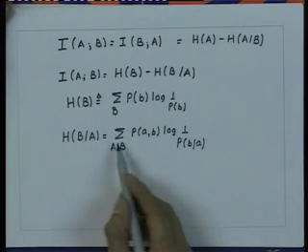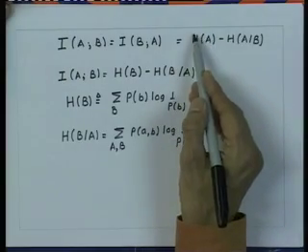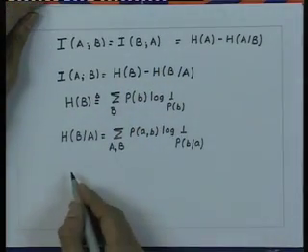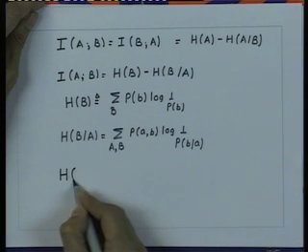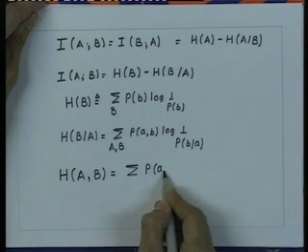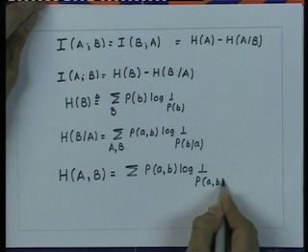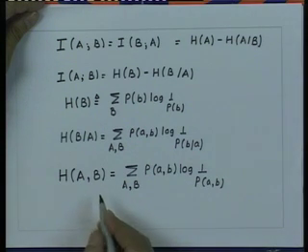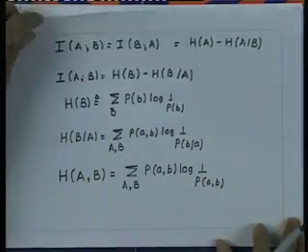Now, in addition to the entropies H A and H B, it is possible to define a joint entropy which measures the uncertainty of the joint event A i B j, and that will be given as H of A B is equal to the summation of probability A B log of 1 by probability A B, summed over the input alphabet and output alphabet. Now, the relationship of H A B to H A and H B can be easily derived as follows.